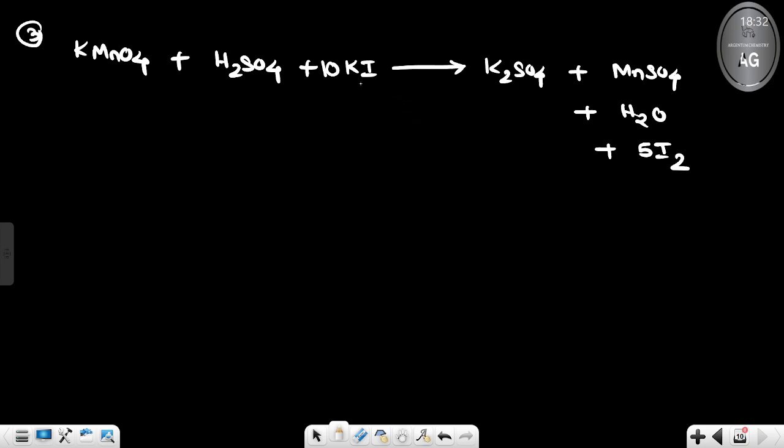So 10 times KI means definitely I have to put a 2 over here, otherwise it will not match. 10 plus 1, 11, 10 will not work. So 10 plus 2, 12. 12, 12, 12, 6. Right? 10 plus 2, 12. Then 6 K2SO4 will work. 2 MnSO4 will be here. So 6 sulfate plus 2, 8. So 8 on both sides. Clear? Done. Easy, right? Number 4.